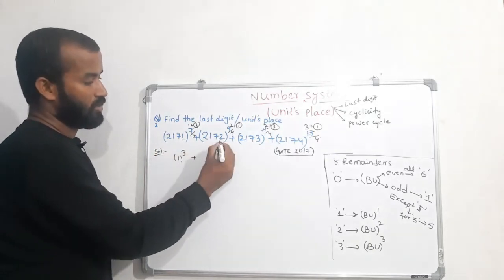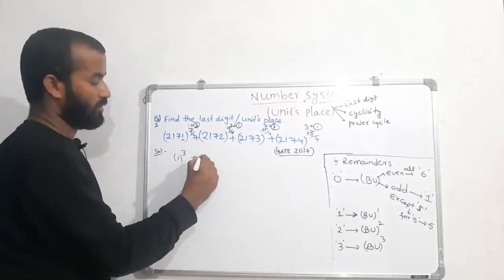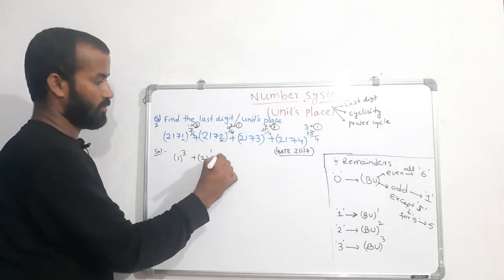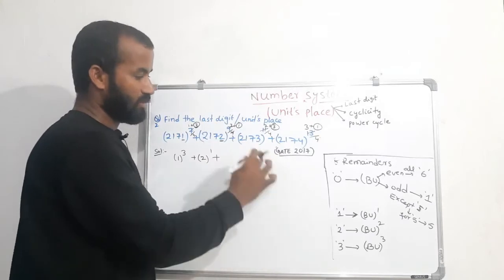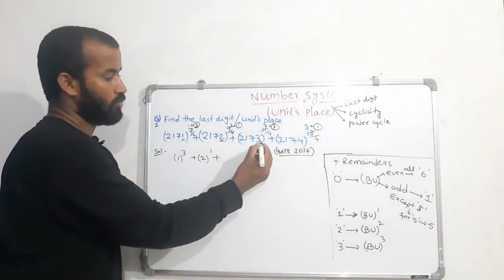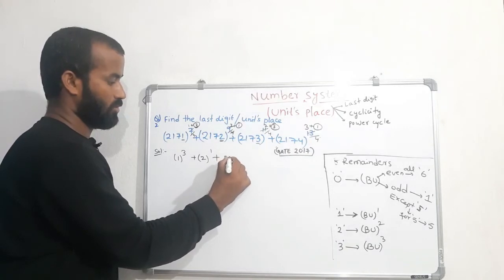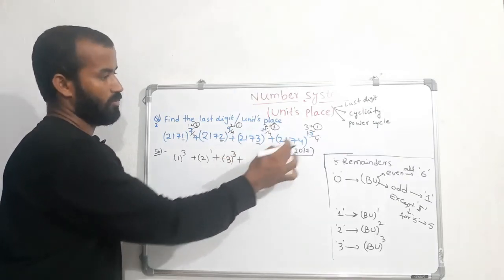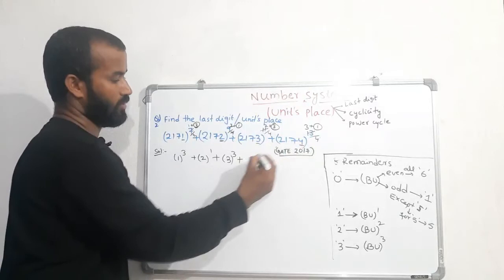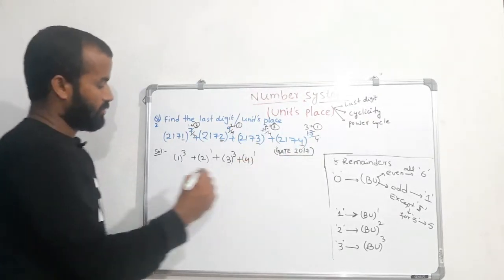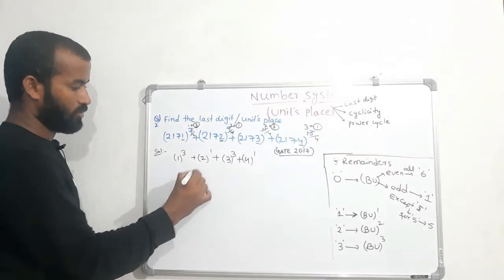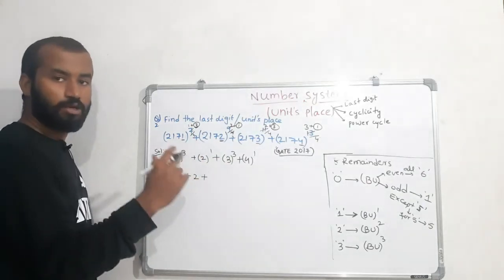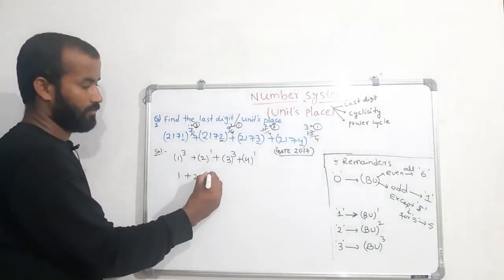After that, if remainder is 1, what we have to do? Base unit power 1. Base unit is 2, so 2 power 1. If remainder is 3, base unit power 3. Base unit is 3, so 3 power 3. Here also remainder is 1, so base unit power 1, so 4 power 1. 1 power 3 means 1, 2 power 1 is 2, 3 power 3 is 27. No need of writing 27, just write units place 7.